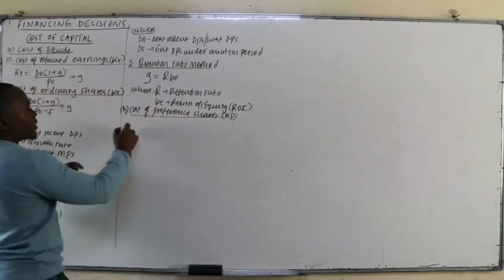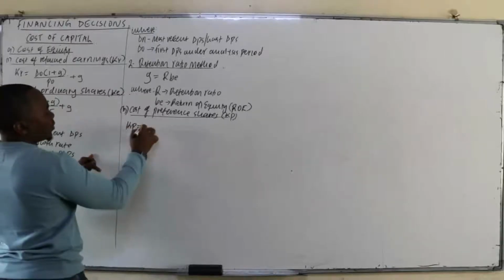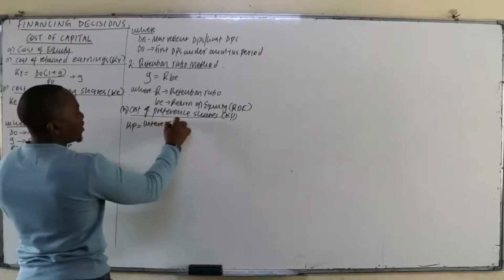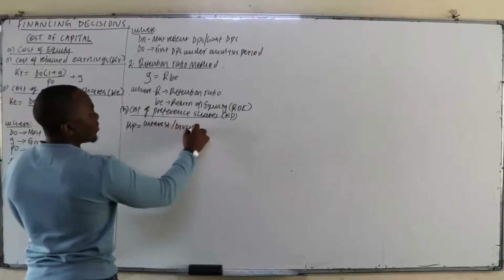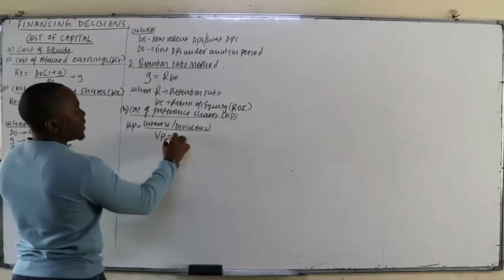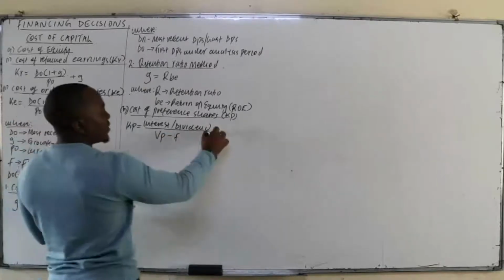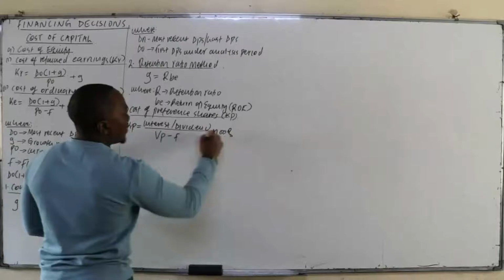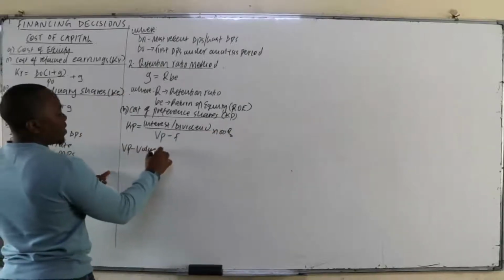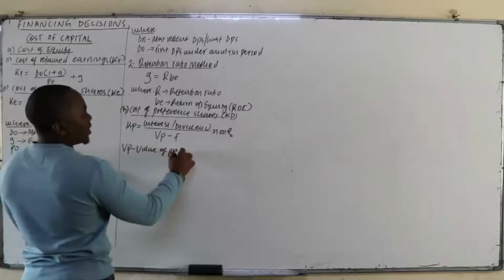Good. So how do we get the cost of preference share? You take the interest or the dividends, then divide it by the value of the preference share minus flotation cost, in case there is any flotation cost, and multiply by 100%, where VP is the value of the preference share.